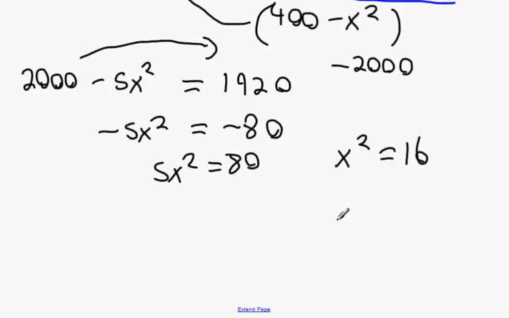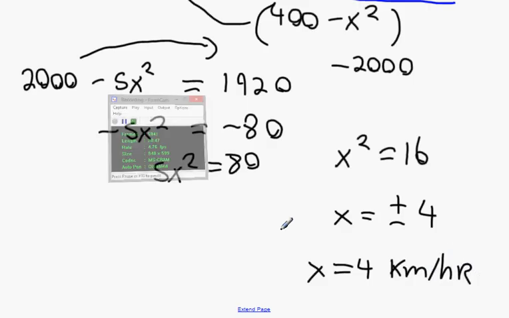X can equal two things. Root 16, plus or minus 4. X can equal plus or minus 4. Why can it not equal minus 4? Because it's the speed of a current. Okay? X equals 4. So the speed of the current is 4 kilometers per hour.